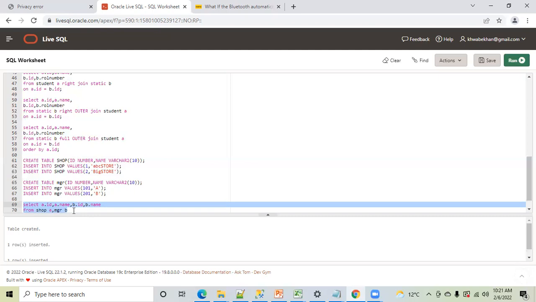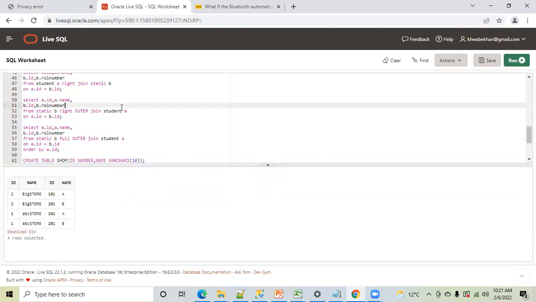So this should throw an error message, you're not using the join keyword. I have not used any join keyword, so this will not throw an error message. Yes, this is fine. If you're using the join keyword, you have to use a joining condition.